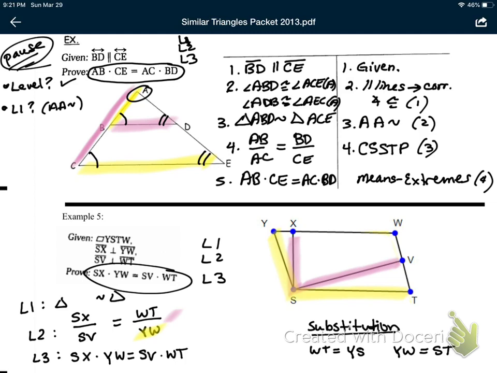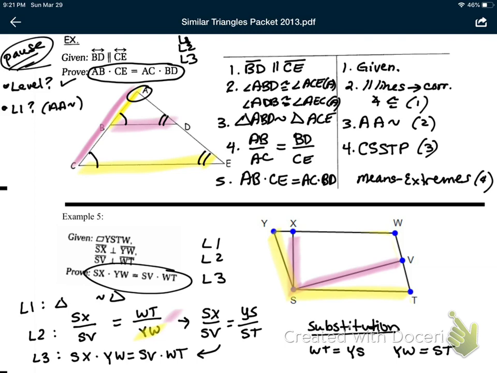And then write a second cross product with the ones that actually come from the similar triangles. So SX and SV were fine, right? But instead of WT, it should be YS, and instead of YW, it should be ST. Okay, and that will lead to this.